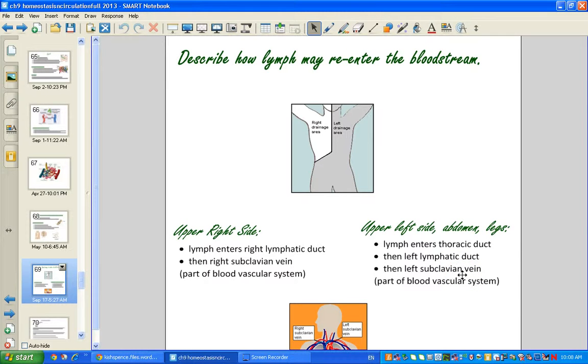So it re-enters the bloodstream through subclavian veins, but the upper right side goes in through the right lymphatic duct, right subclavian vein. The lower body and the upper left side is drained by the thoracic duct, left lymphatic duct, and left subclavian vein. I think I've said it enough times now. Okay, so that is it for the case.